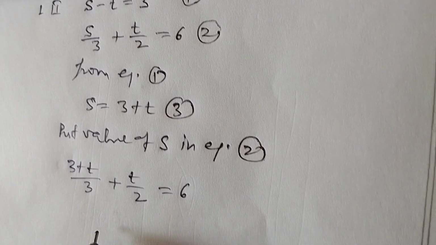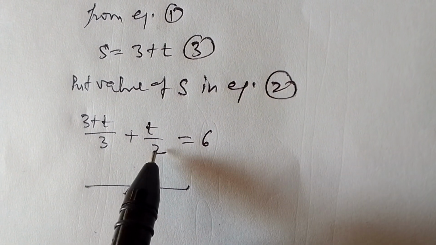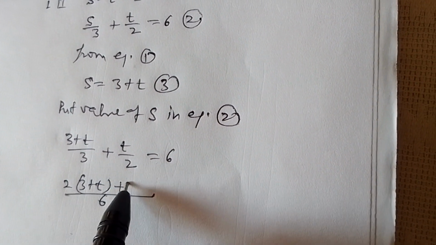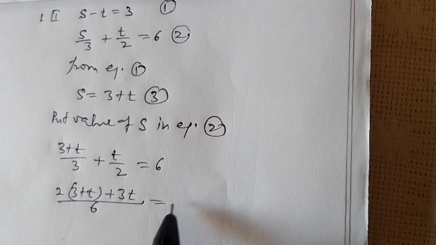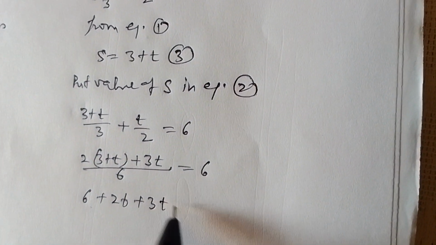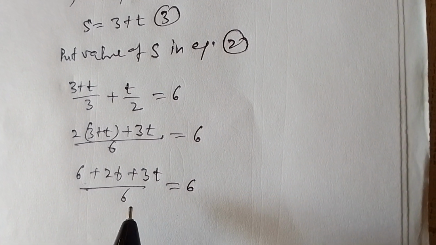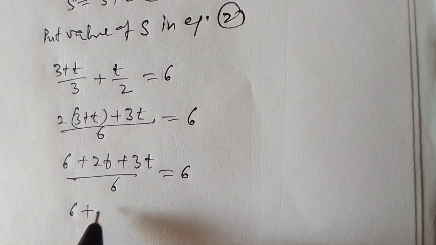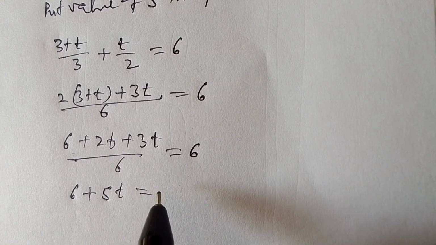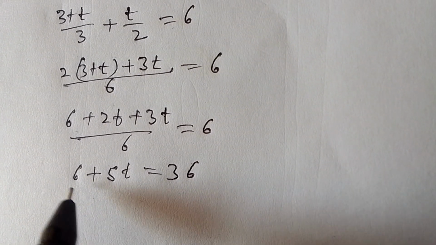So here 3 and 2 are taken, LCM is 6. So 3 2s are 6: 2 multiplied by (3 plus t), plus 3 multiplied by t, divided by 6 is equal to 6. So 2 threes are 6, plus 2t plus 3t, divided by 6 is equal to 6. So here we will do 6 plus 2t plus 3t, 2t plus 3t becomes 5t, and 6 multiplied by 6 is equal to 36. So now we will carry 6 to the other side, it becomes a negative sign.